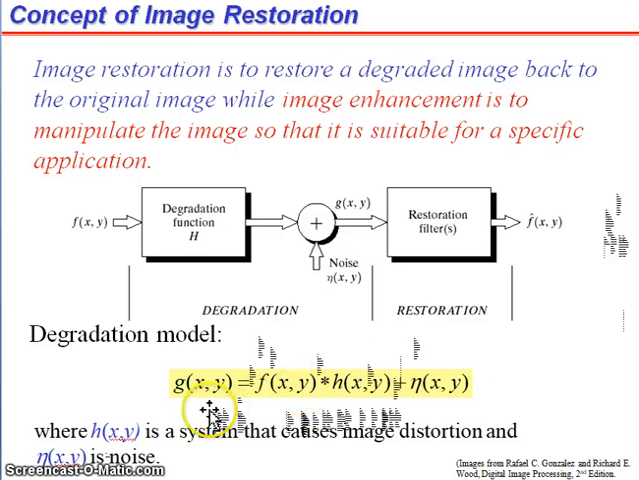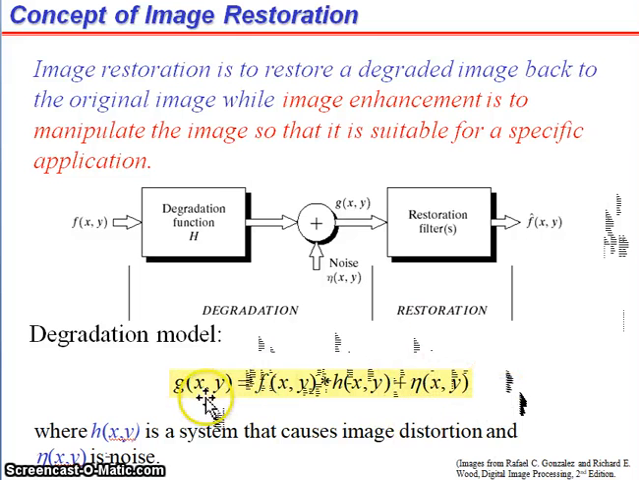So g of x comma y internally depends on h of x comma y, n of x comma y and of course f of x comma y. By taking the restoration filter, you should extract f of x comma y from g of x comma y. This one is in the spatial domain. If I take it in terms of the frequency domain, g of u comma v is the multiplication of f of u comma v and h of u comma v, plus n of u comma v. That is, g of u comma v is equal to f of u comma v into h of u comma v plus n of u comma v.